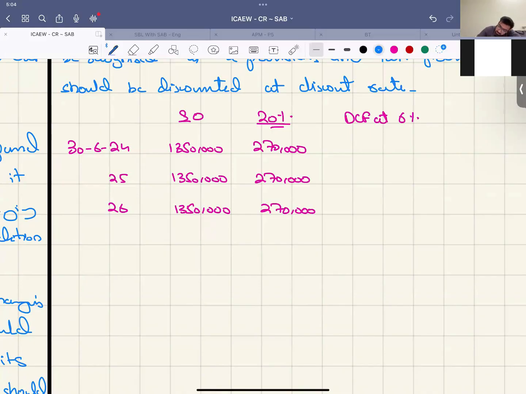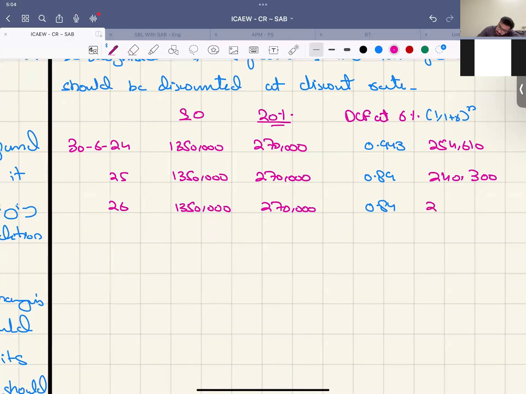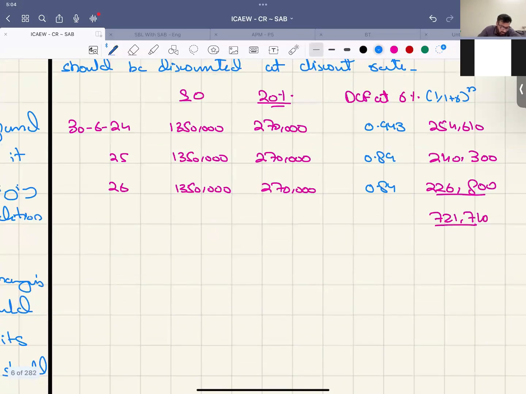So it's going to be a discount factor 0.943, 1 upon 1 plus R, if you remember the formula, raised to power n. So 0.943, 0.89, 0.84. So it's going to be 254,610, 240,300, right? And then 226,800. So it's going to be 721,710, right? So it's going to be 721,710.